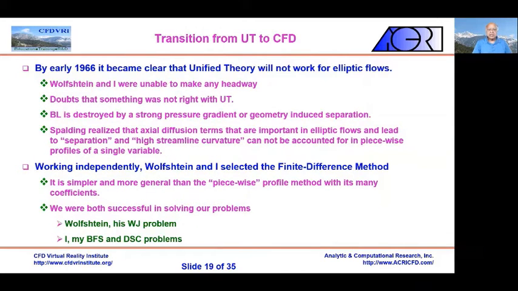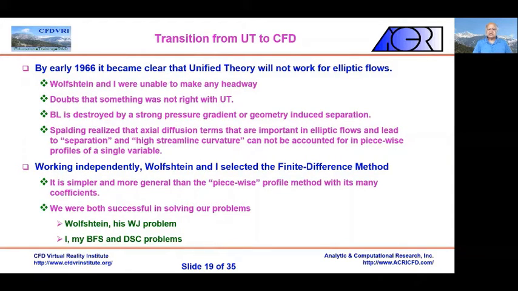But that was not to be. Neither Wolfstein nor I were able to make any headway. We tried all kinds of profiles, all kinds of options, and played around with it. We could not get converged or decent solutions for our flows. We began to suspect that it wasn't we, that there was something wrong with the unified theory. We also knew that the boundary layer is destroyed by strong pressure gradient or geometry-induced separation. So something was going on that we didn't understand.